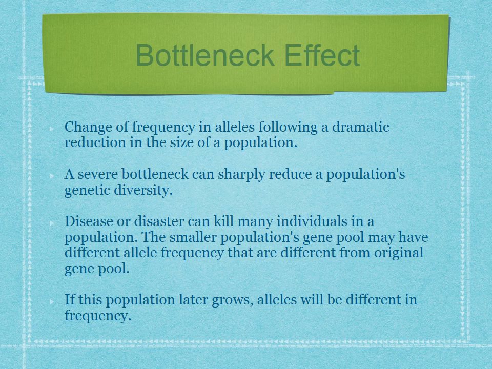So the first way we're going to look at is what's called the bottleneck effect. And this is going to be a change of frequencies in alleles following a dramatic reduction in the size of the population. So essentially what I want you to think of is a giant disease or disaster that comes and affects this population. So you can think of the zombie apocalypse, tornadoes, earthquakes, volcanoes, fires, massive eruptions, whatever. And essentially, the population is going to shrink to a very small number.